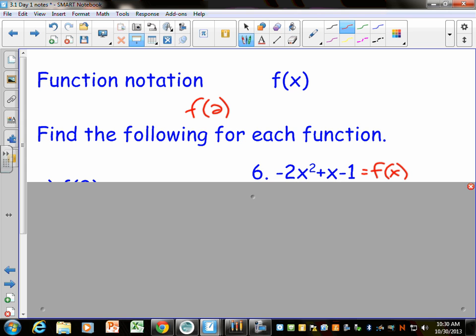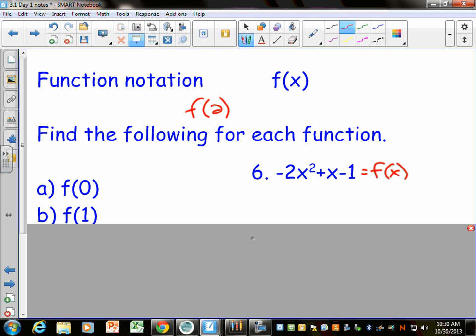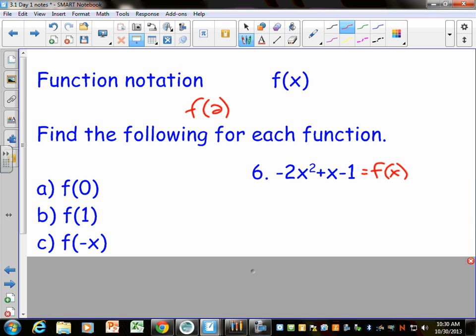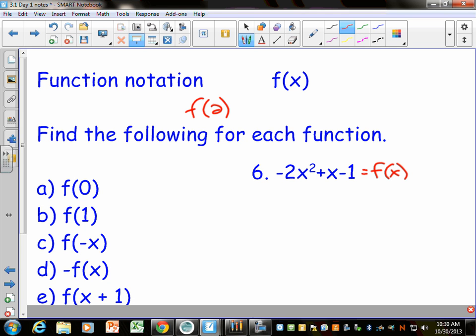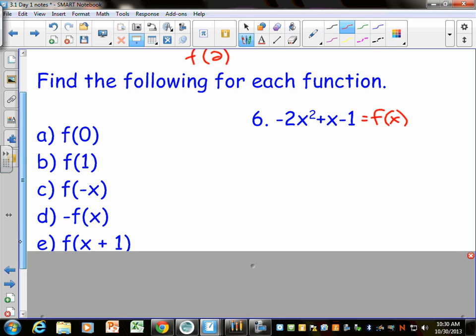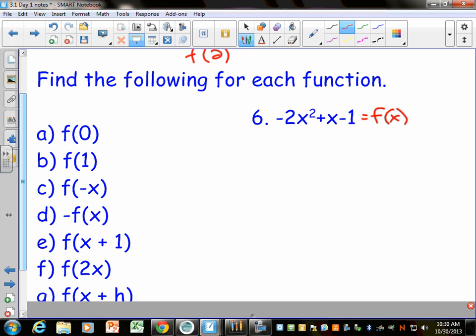They give you this function, f of x equals negative 2x squared plus x minus 1. And they want us to find f of 0, f of 1, f of negative x, negative f of x, f of x plus 1, f of 2x, f of x plus h. It's not that bad. We're going to do one of these together, okay?